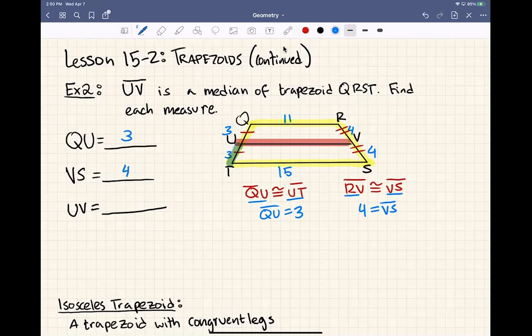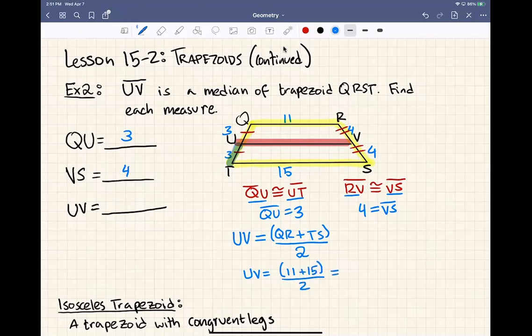Okay. So that's how I found those sides. And then the last thing we need to know is we got to find the length of the UV. Because UV is the median, UV is going to be equal to the top, which is QR, plus the bottom base, which is TS. And then all of that's going to be divided by 2. Now we plug in our values. QR is equal to 11. And then TS is equal to 15. And then all of this is divided by 2.